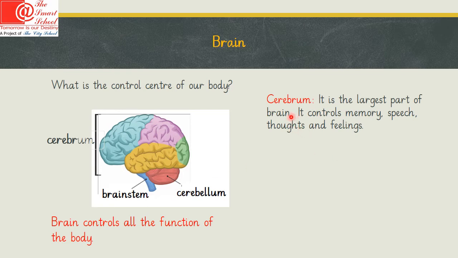Cerebrum is the largest part of the brain. It controls memory, speech, thoughts, and feelings. That means these things will be affected if your cerebrum is not working properly.